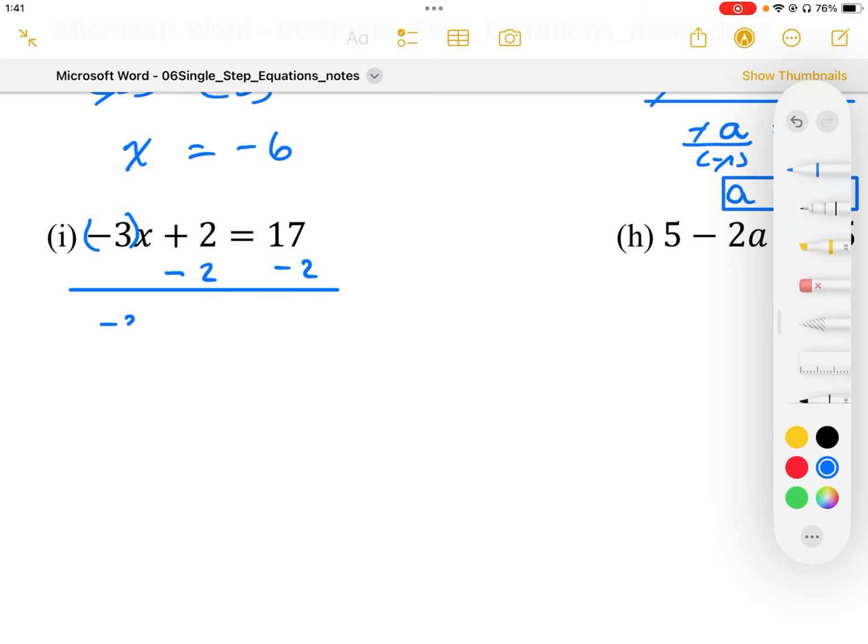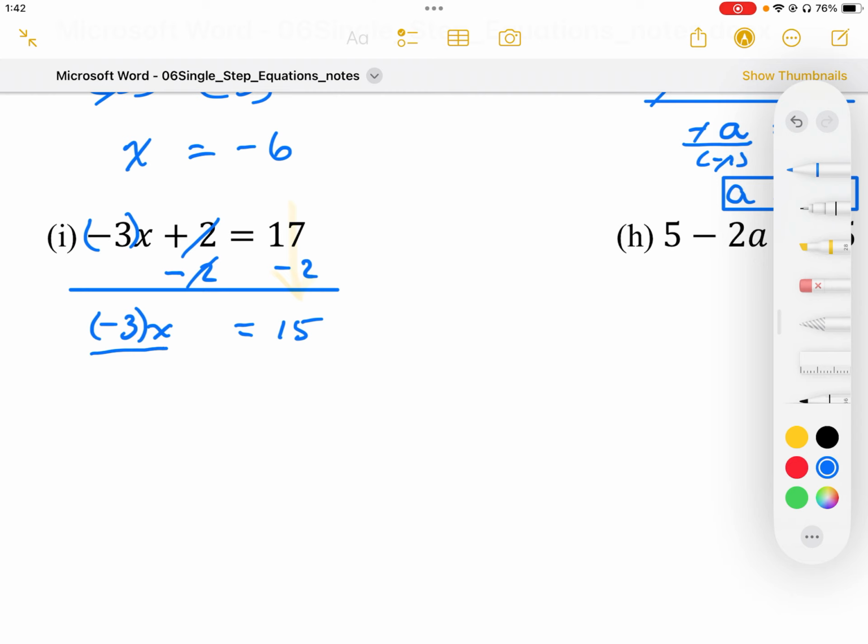So I have a negative 3x. And I make sure that I remember that's a grouping. That's not a minus. The 2's cancel out. 17 minus 2 is 15. Again, just remember that you can see your calculations going vertically.